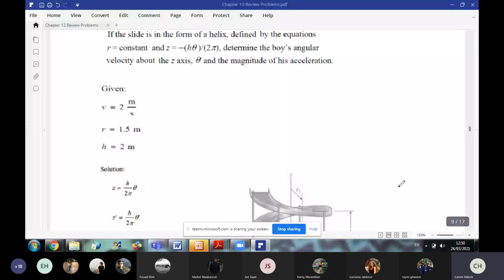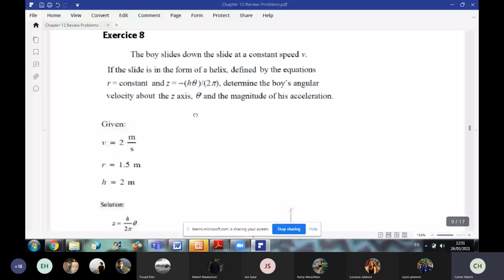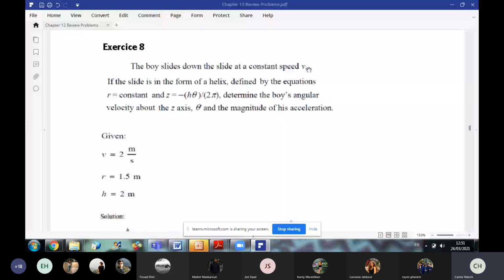Problem 8. The boy slides down the slide at a constant speed v. If the slide is in the form of a helix, defined by the equation r equal constant and z equal to minus h theta over 2 pi, determine the boy's angular velocity about the axis, theta prime, and the magnitude of his acceleration.